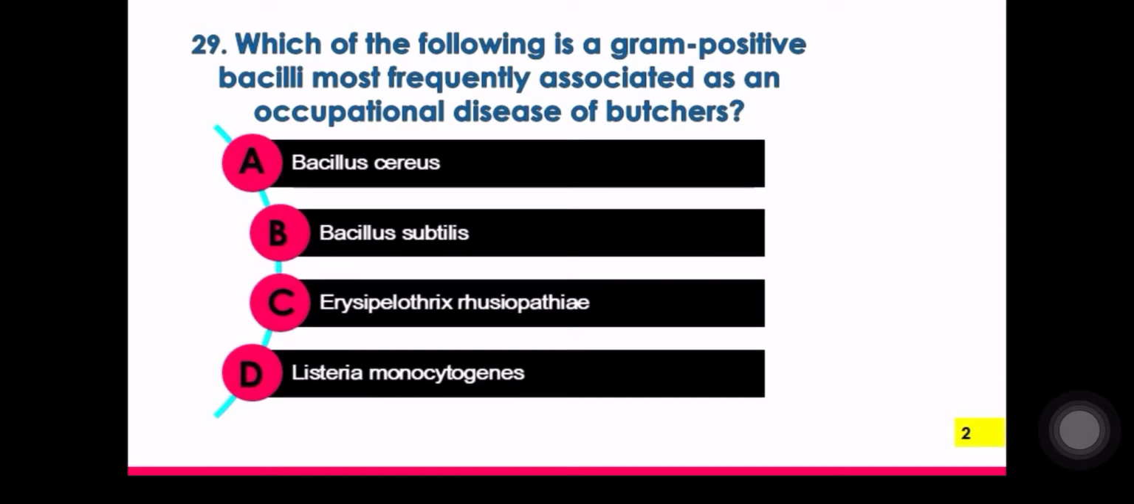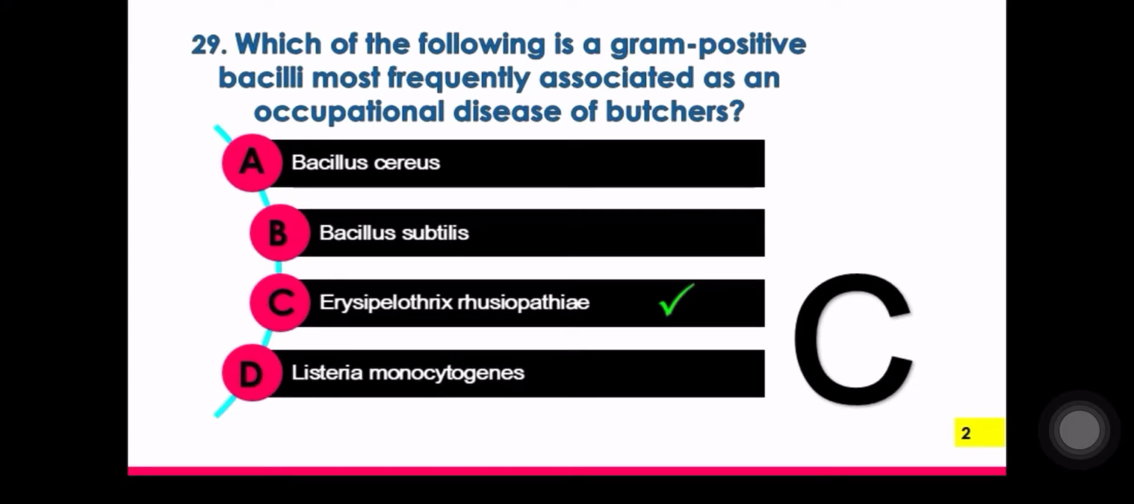The correct answer is letter C, Erysipelothrix rhusiopathiae. Now, the occupational disease of butchers, meat processors, peddlers, farmers, poultry workers, handlers, and veterinarians is Erysipelothrix rhusiopathiae.